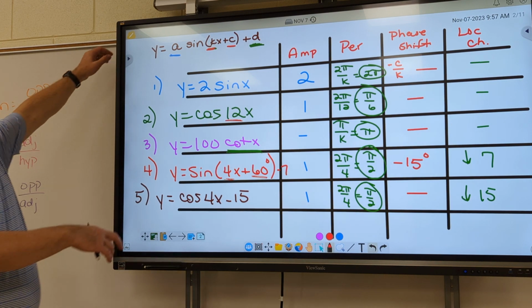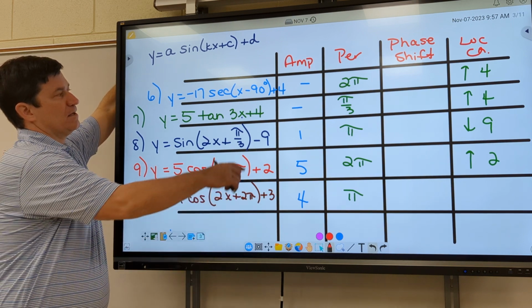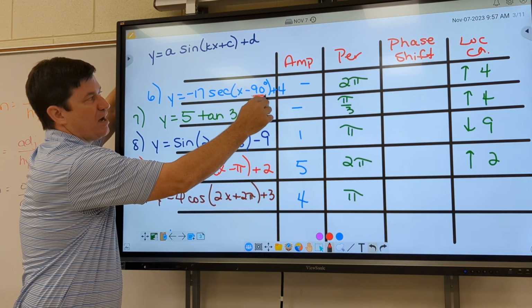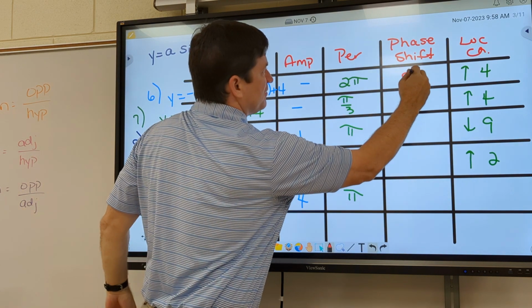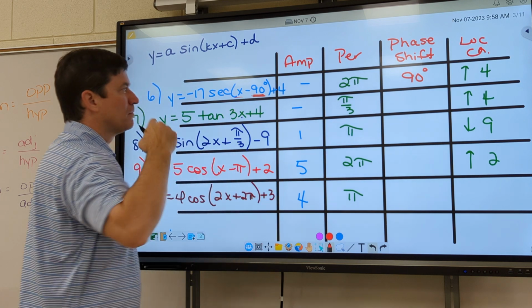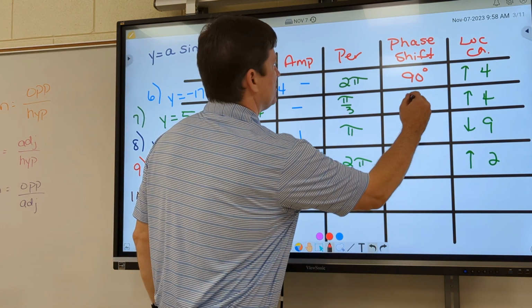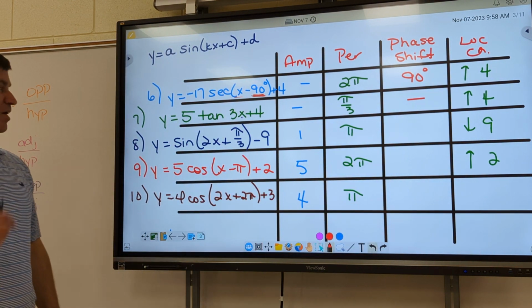All right, let's go to the next page. Number 6. Let's go over the rules again. You ready? We flip the sign on this one, so what goes on top is positive 90 divided by 1. That's positive 90 degrees. All right, what's the answer on 7? Doesn't have parentheses, you can't do a phase shift. All right, watch me on 8.